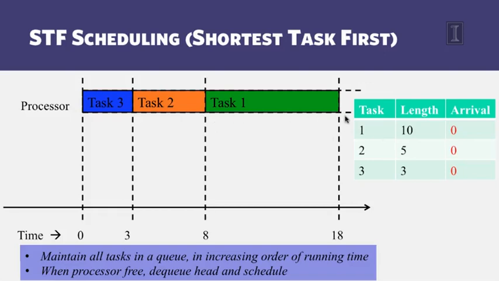So this is the shortest task first scheduling algorithm, STF. Sometimes this algorithm is also known as SJF, or shortest job first scheduling algorithm. But we'll stick with STF because I want to maintain the uniformity of terminology here.